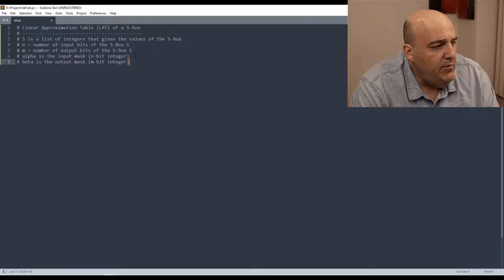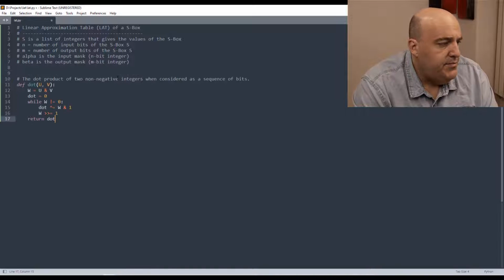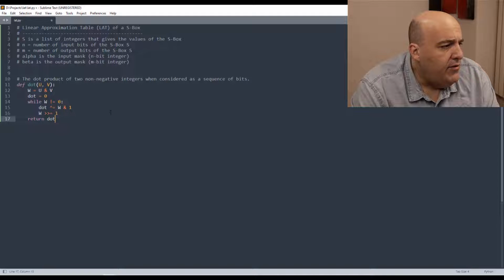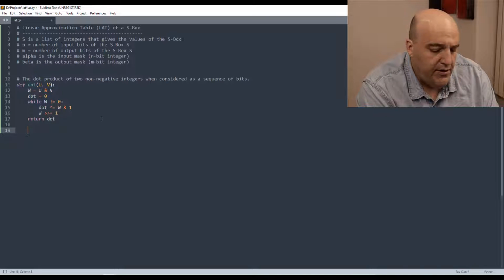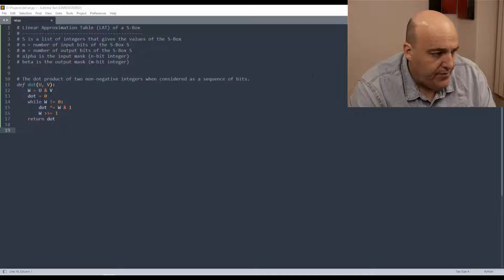Alpha is the input mask, as in the video. Beta is the output mask. So alpha is N bits and beta is M bits. So we first have that dot product that we talked about. Just paste that there. And I won't go through the explanation again. Pretty clear. And then we have the function that calculates the bias integer.